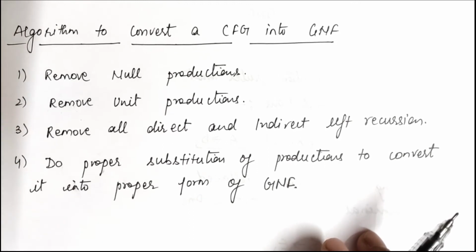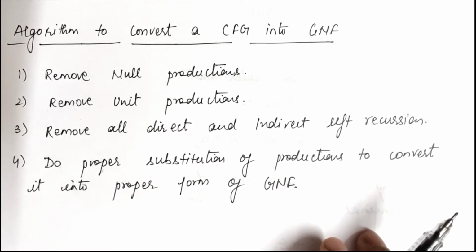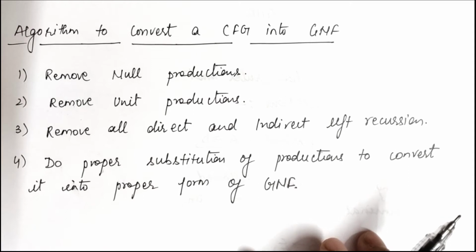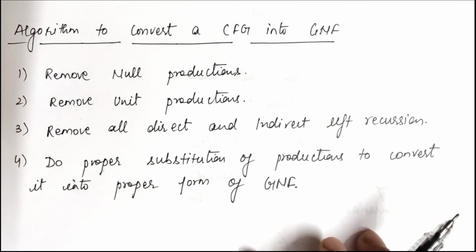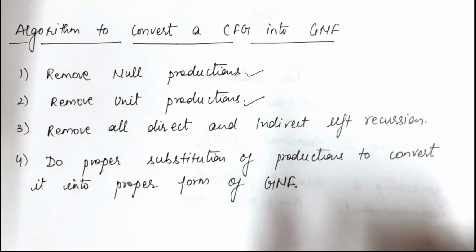So, the first step is that if a null production exists in the grammar, then you have to eliminate it. So, what is the null production, how you remove that null production, or what is the unit production, how you remove the unit production. We already discussed these two topics in my previous video. So, go through that video and then come here. Okay. So, these topics are already covered.